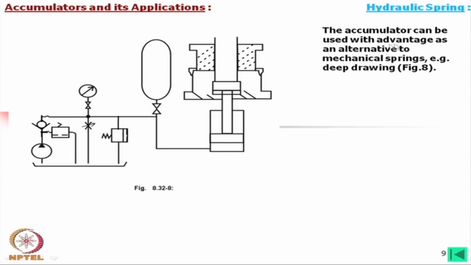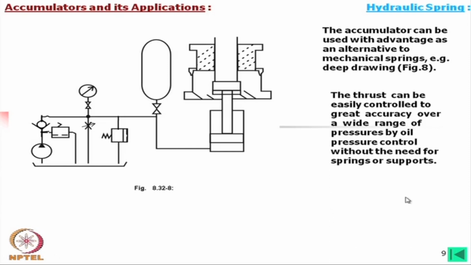Now, the accumulator can be used with advantage as an alternative to a mechanical spring. Instead of a mechanical spring, we use a hydraulic spring. If you look into these operations, there is an accumulator fitted over this system, and in that case this acts as a hydraulic spring. Probably this is, say, a hammering machine or forging machine. In that case, we can use such a hydraulic spring instead of a mechanical spring.